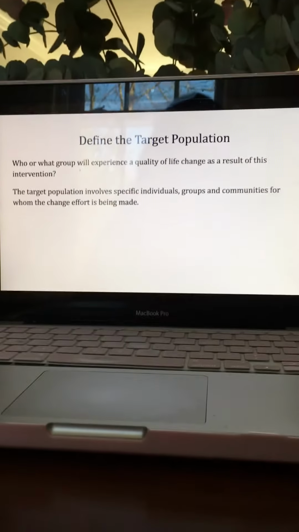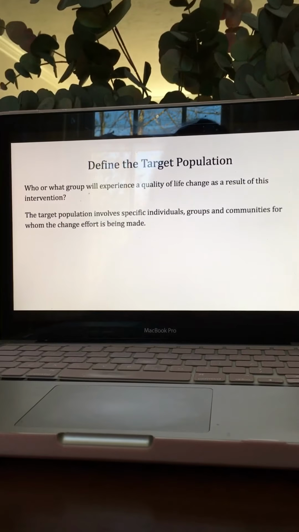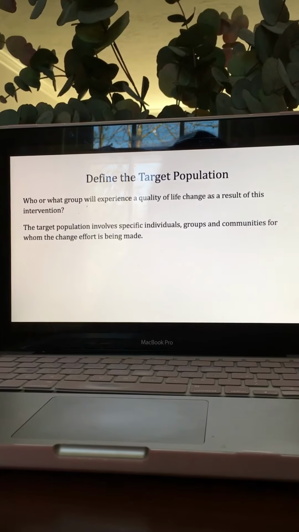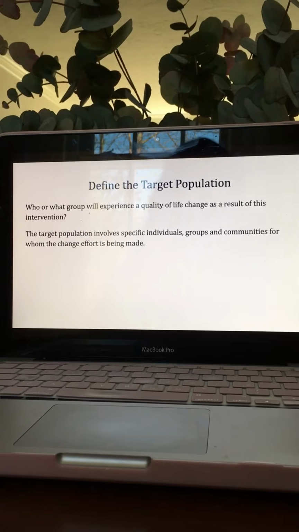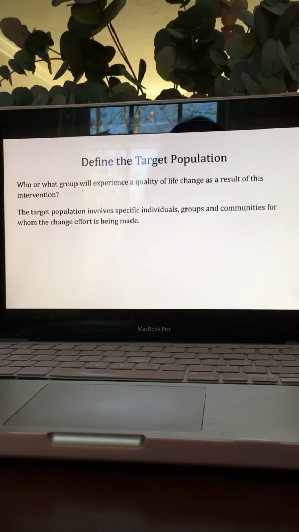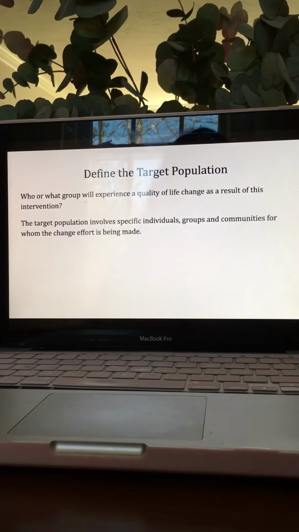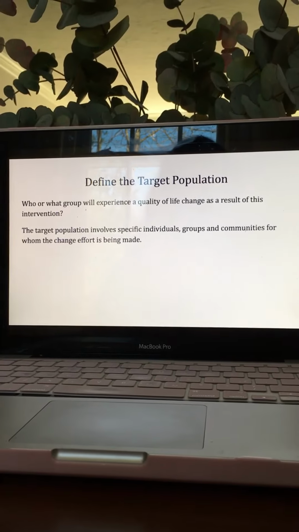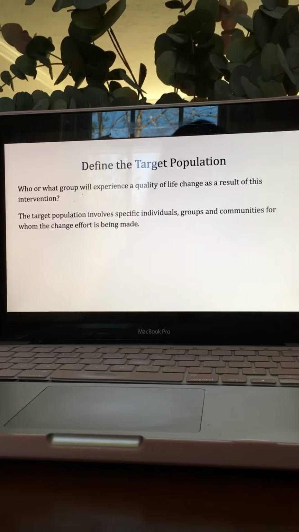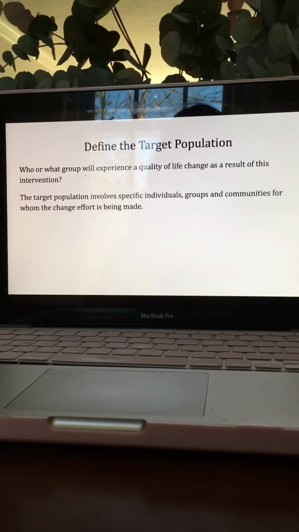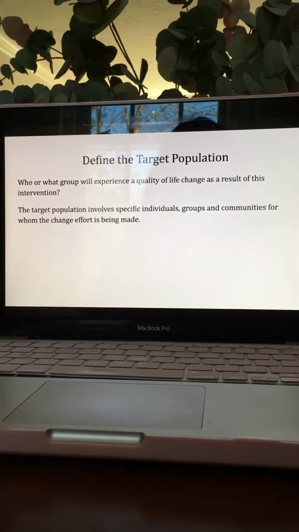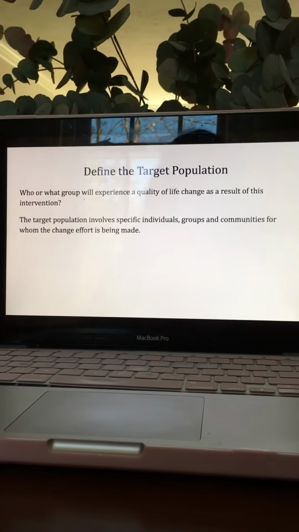So, defining the target problem. When it comes to the target population, these are the people who are strongly affected by the problem. Who or what group will experience a quality of life change as a result of the intervention? If we come up with an intervention for the problem, who in the population is going to be strongly affected by it? The target population involves specific individuals, groups, and communities for whom the change effort is being made.